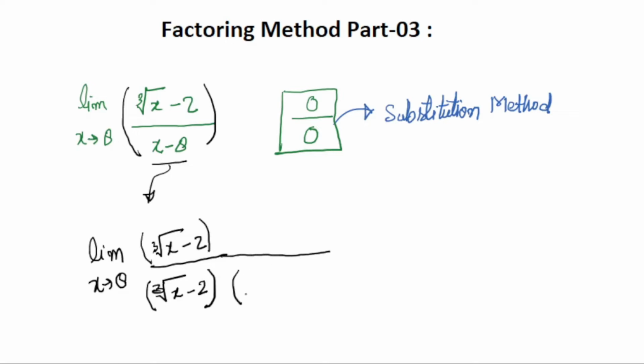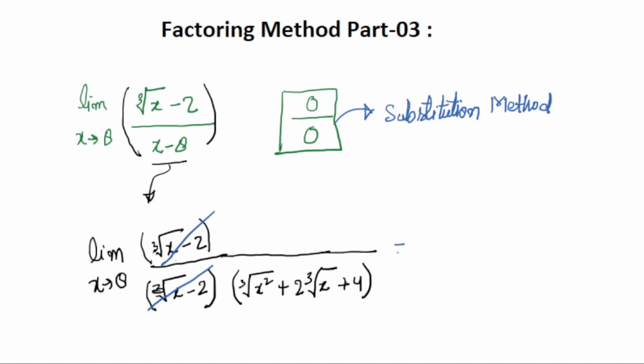So what are we going to write here: cube root of x square, plus 2 cube root of x, I'm trying to make it a multiple that finally equals x minus 8, so plus 4. So what we have finally, we are going to cancel this term first. This term and this term are going to cancel, and finally we have 1 upon (cube root of x square plus 2 cube root of x plus 4).